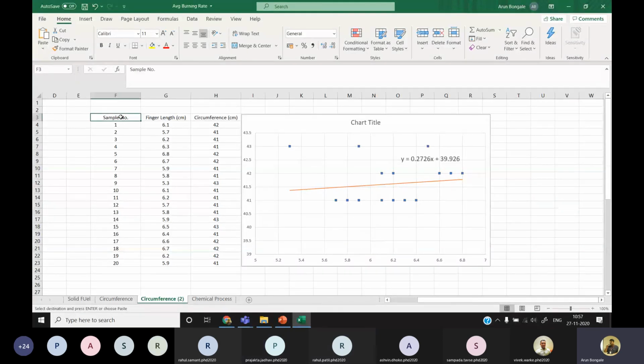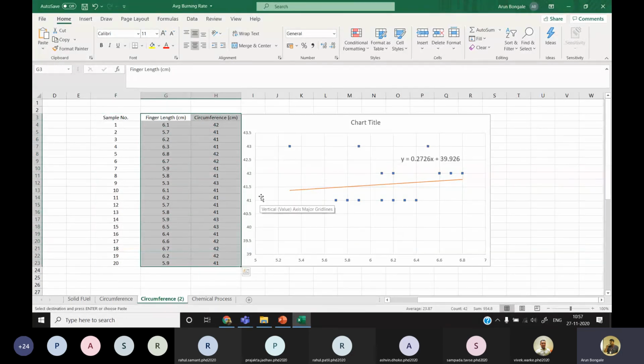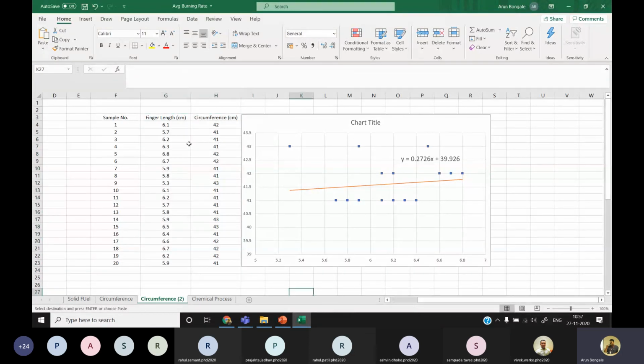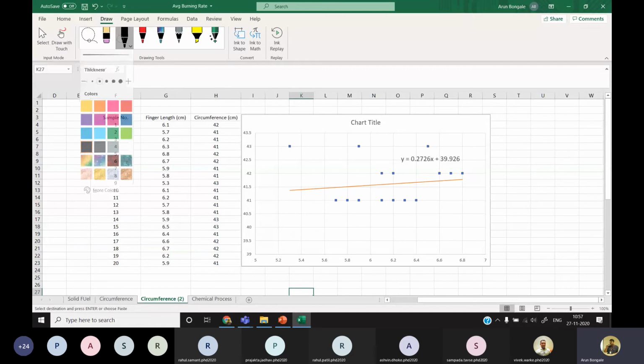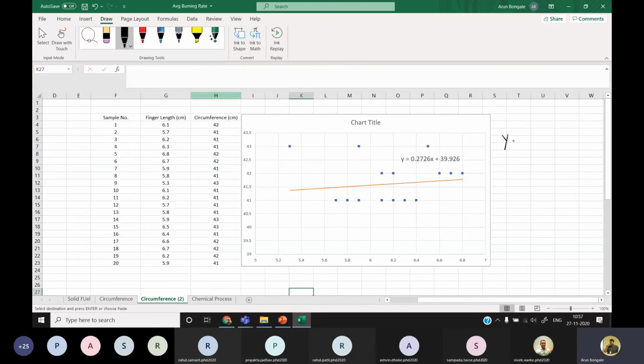This is the data, right? This is the data set I have, and I have plotted a scatter plot. I have inserted a scatter graph for this, and these yellow dots that you can see are the plots for each sample. And out of this, I have fitted a linear line, right? And the equation for this particular graph is y equals 0.2726x plus 39.926, something like this, right? So in this, what is B naught?